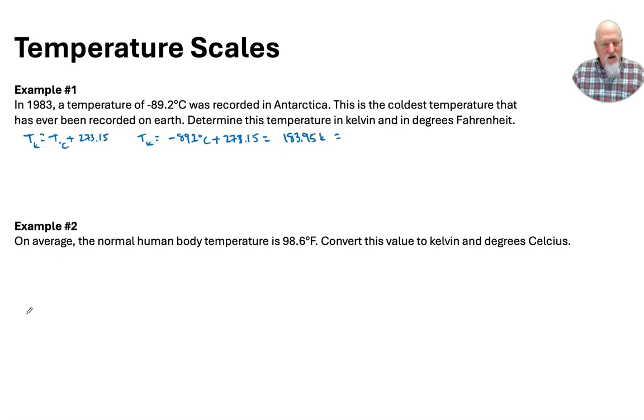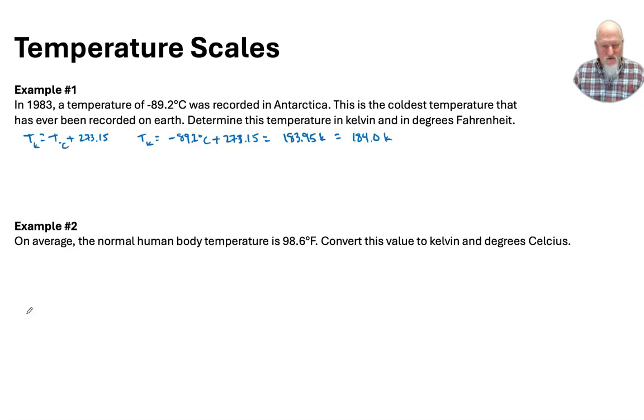But if we're doing significant figures, we can see this is an addition problem. I've got one number after the decimal here and two after the decimal here. My answer should have one after the decimal. So if I look at that, the number after that number is 5, so I need to round up. So this would be 184.0 Kelvin. So negative 89.2 Celsius is equal to 184.0 Kelvin.